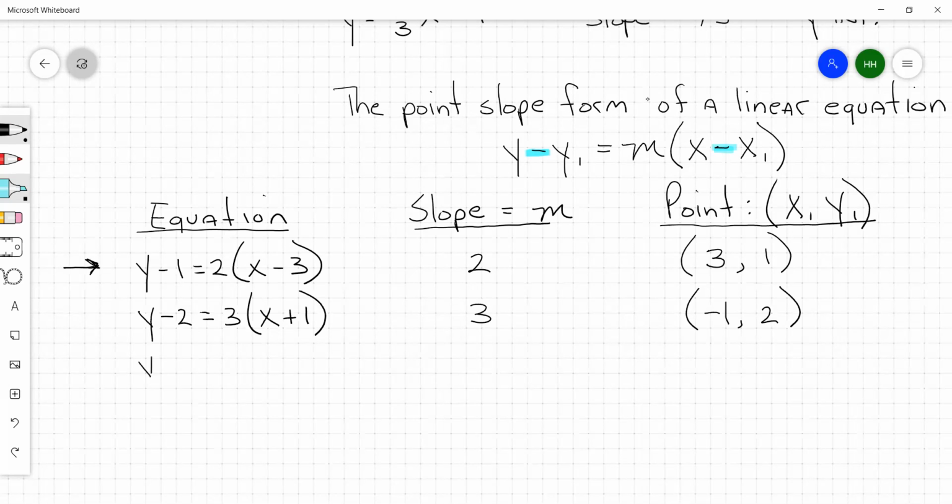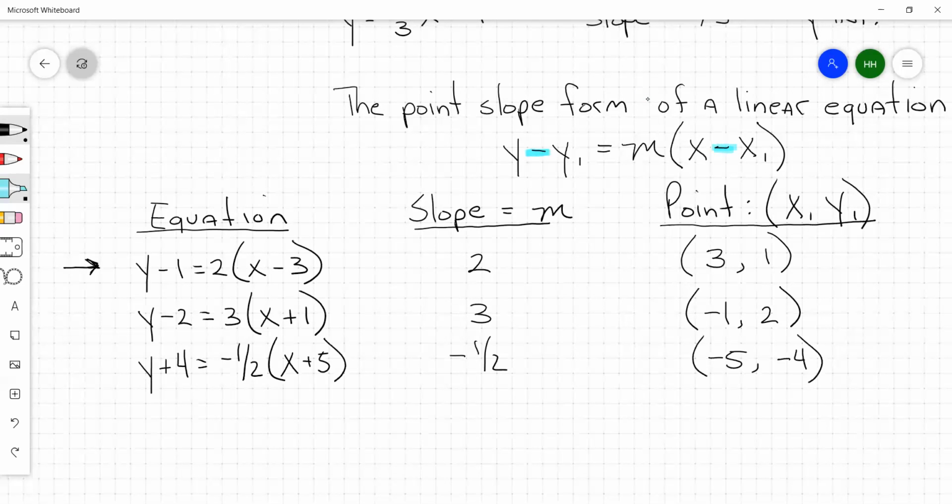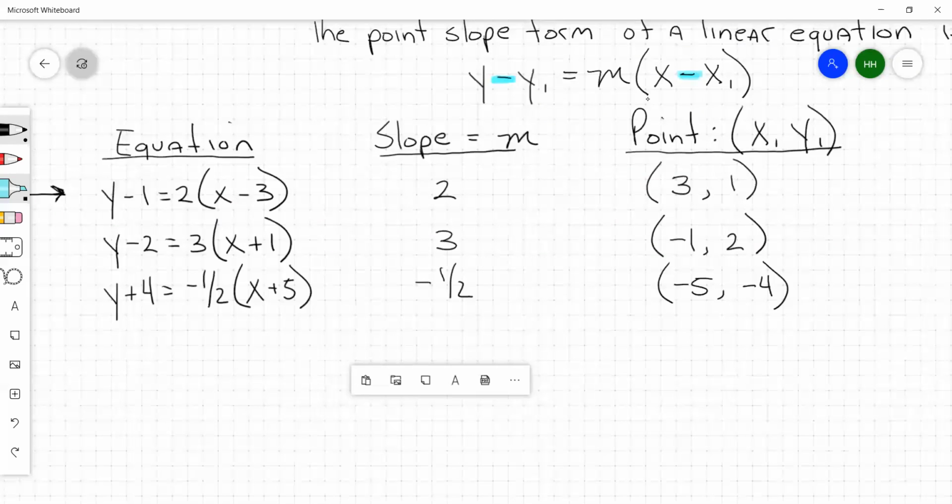And now let's switch it. Let's go y plus 4 equals negative 1/2 times x plus 5. Slope, negative 1/2. A point on the line. See the pattern? When this was plus 1, this was negative 1. When this is plus 5, what's this going to be? Negative 5. What's the y value? Negative 4. Does that make sense? It's not hard, you just got to be careful.